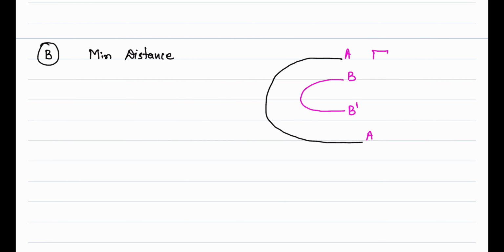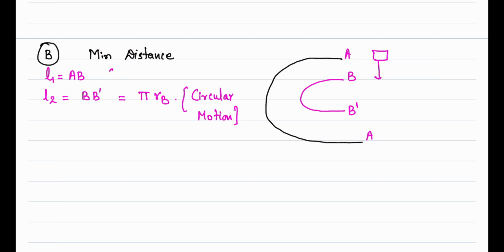Okay, let's say the car is at A. Now it moves to B. What is the first step? From where to where I move? A to B. That is your L1. Do you understand? Now, second part. L2 B to B dash. So in that case, what I'm going to use? Pi RB. Yes or no? Because this is circular motion. And A to B, it's a linear motion, straight line motion. Do you understand this part?